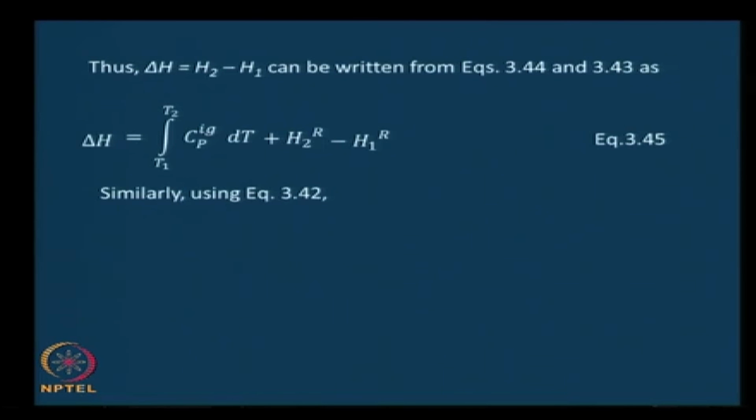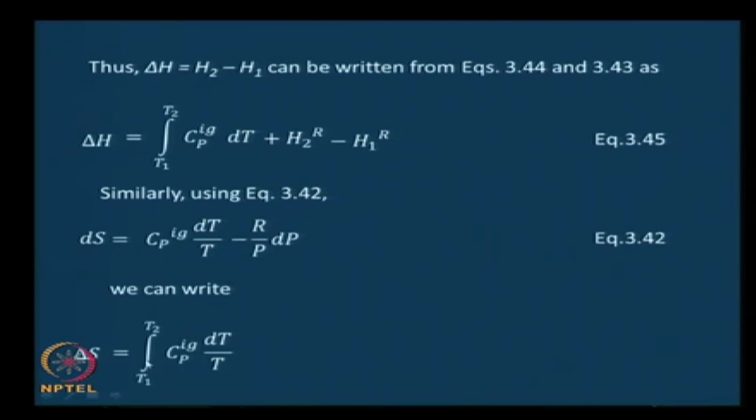Similarly, using 342 that we have shown earlier, dS equals Cp ideal gas dT by T minus R dP by P, and therefore, for a process delta S is the integral from T1 to T2 of Cp ideal gas dT by T minus R, this is remember R times 1 by P dP, the integral of that is going to be ln of P between the limits, and therefore you get minus R into ln of P2 minus ln of P1, which can be written as ln of P2 by P1, plus of course S2R minus S1R.